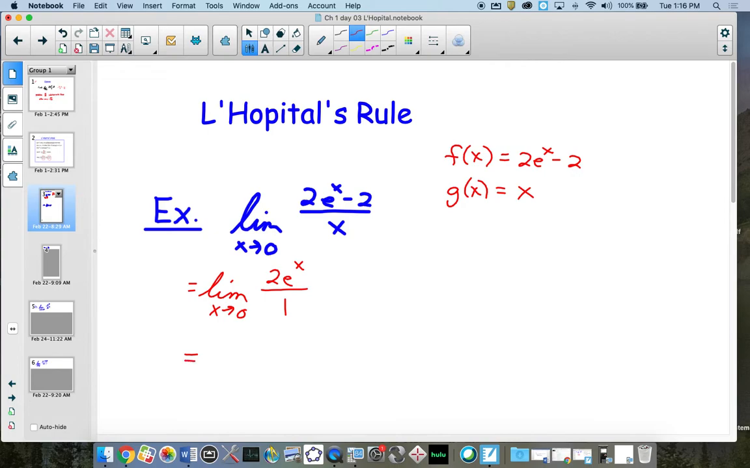And now we can plug in 0 directly, and we're going to get 2 times e to the 0, which is 2, over 1. And if we went ahead and graphed the original function on our calculator, we'd see that as we approach 0, the limit is approaching 2. Alright, let's try another one.